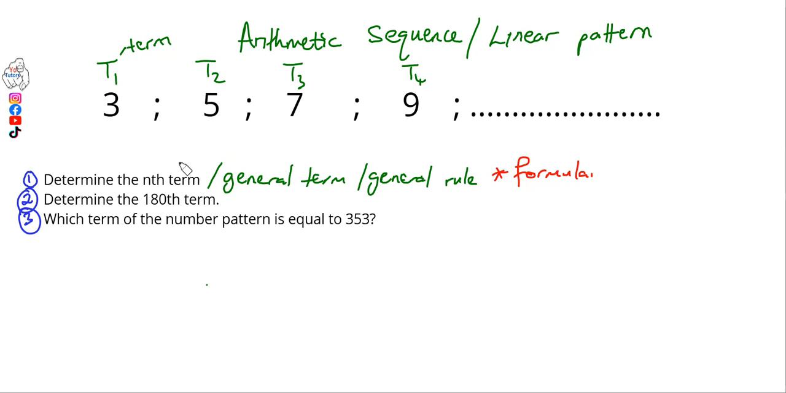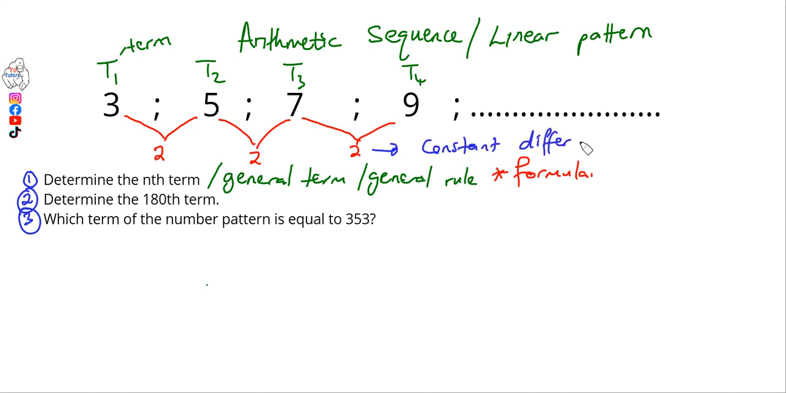Okay, so how do we determine that? Let's look at this. This is an arithmetic sequence, meaning to say it has what we call a common difference. What do we mean by that? If we subtract T2 minus T1, which is 5 minus 3, we get 2. Then T3 minus T2, which is 7 minus 5, we get 2. Then T4 minus T3, which is 9 minus 7, we also get 2. Can we see something here? This is constant. So we refer to this as the constant difference, which we call D.